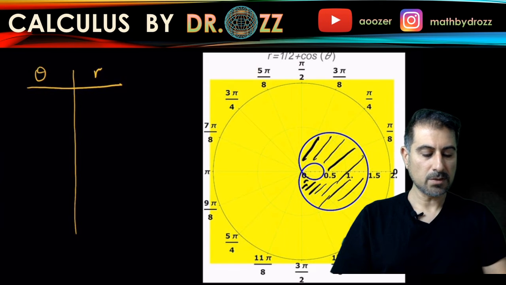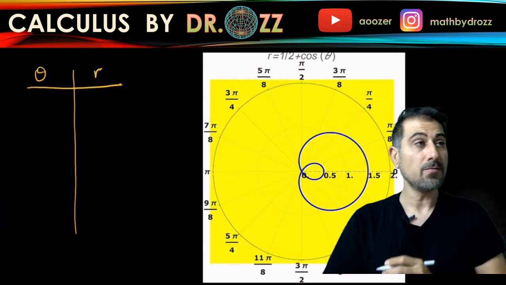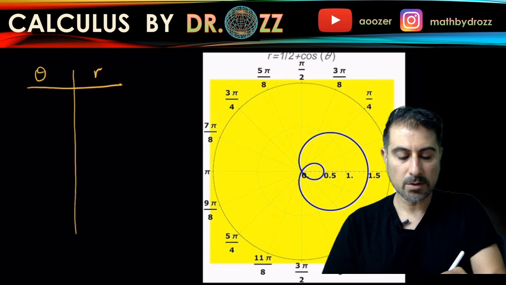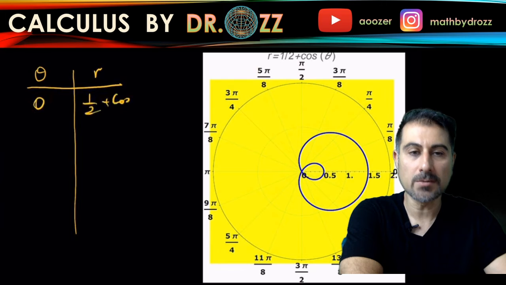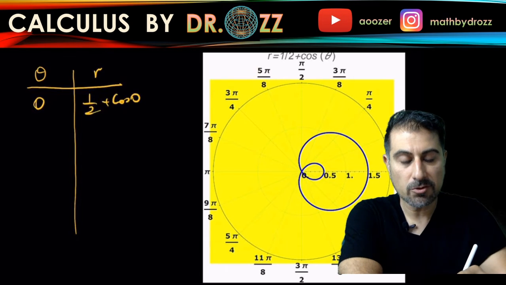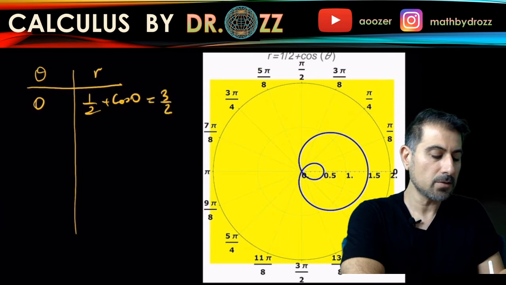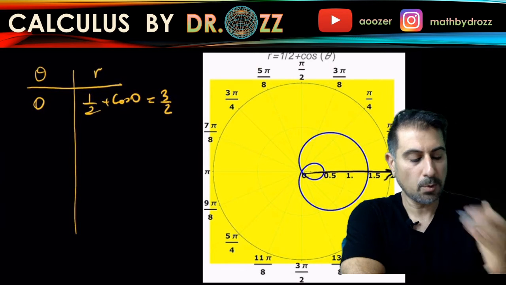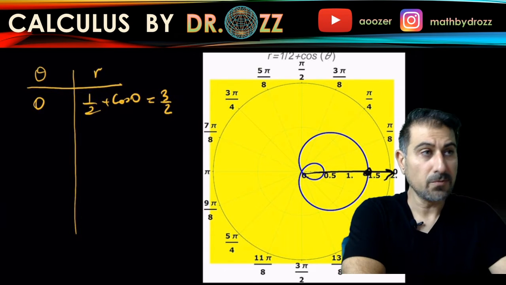Let's start with theta equals 0 to see where I'm going to start. For theta equals 0, we have 1/2 plus cosine theta, so 1/2 plus cosine 0. And that is 3/2 because cosine 0 is equal to 1. So on this ray, starting from theta equals 0, I'm going to be right at this point. That's where I start. So let's see which direction we go.